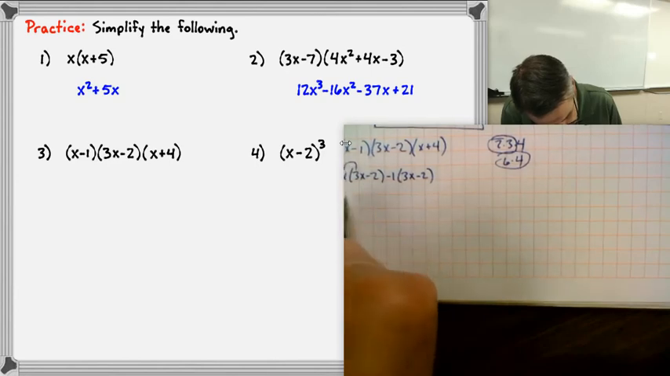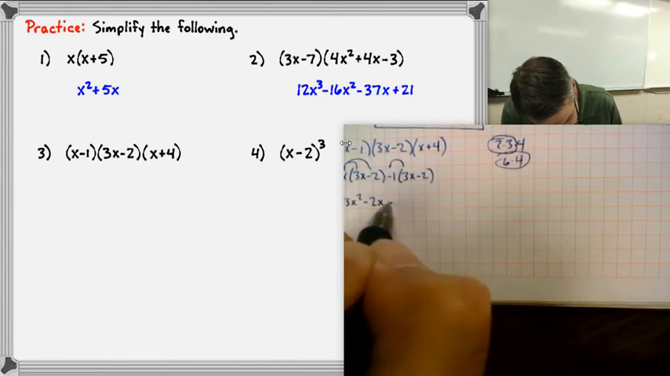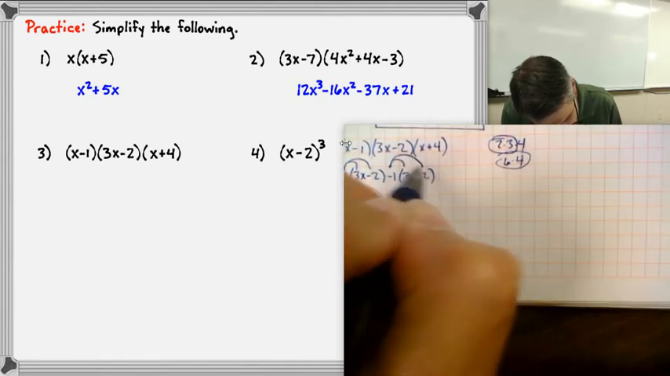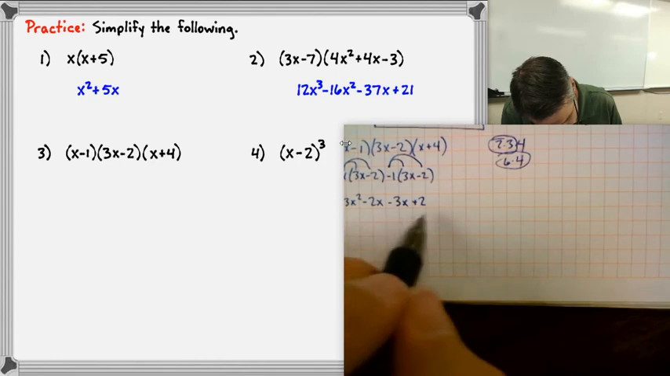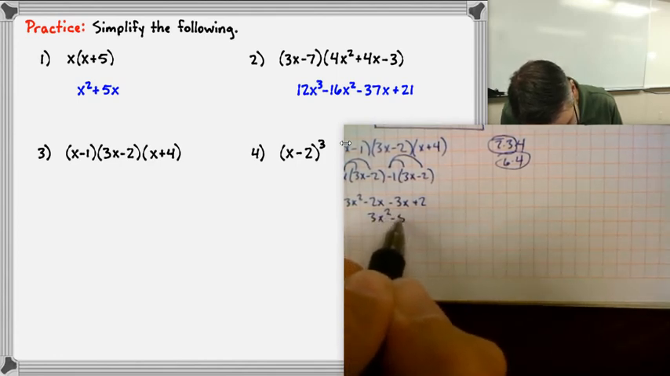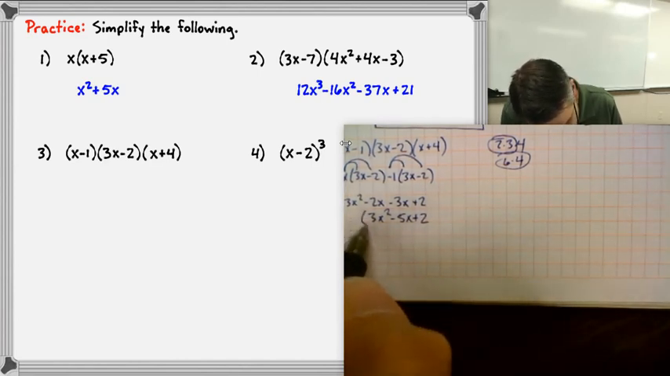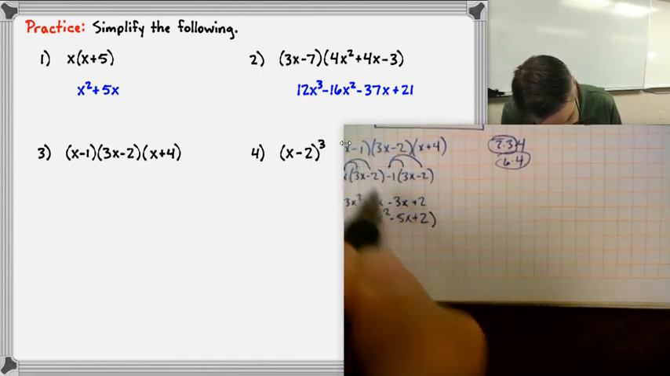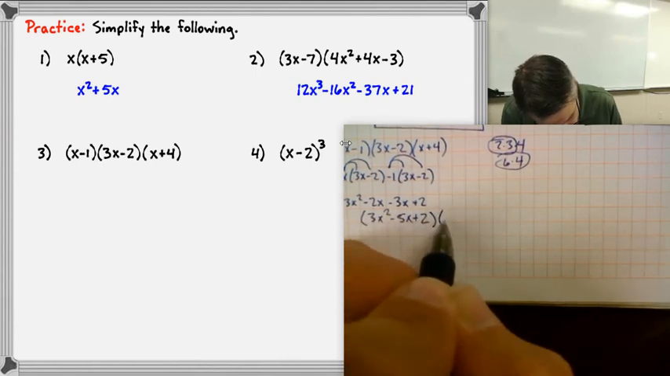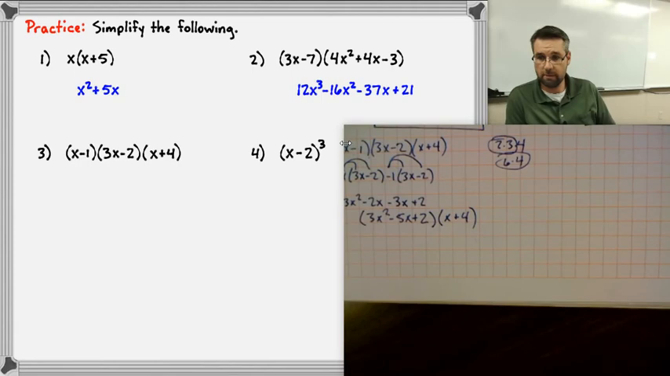So when I distribute that, I end up with 3x squared minus 2x, and then distribute the negative 1, we end up with negative 3x, and then plus 2. We'll combine those, so we end up with 3x squared minus 5x plus 2. Now that is the multiplication of the first 2 things, but then we have to take that and multiply it by the last term, by the x plus 4, okay?